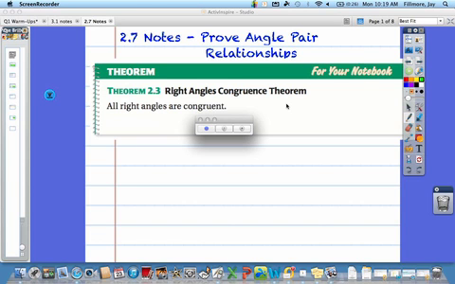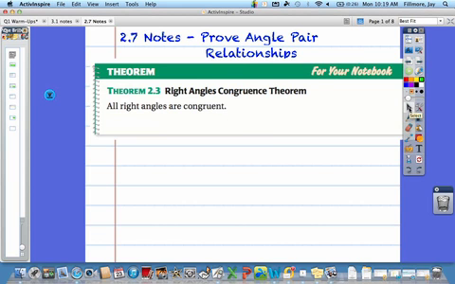Today we are covering section 2.7. Again, we're proving things. This is proving angle pair relationships. And we talked about angle pair relationships back in section 1.5. Different relationships are angles being adjacent, complementary, supplementary, vertical angles we talked about, linear pairs, things like that.